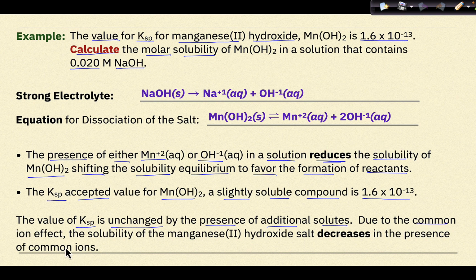Due to the common ion effect, the solubility of the manganese(II) hydroxide salt decreases in the presence of common ions. So the common ion between these two equations is the OH-. Because this common ion exists between these two equations, equilibrium is going to shift to favor the formation of reactants, decreasing the amount of Mn2+ ions and OH- ions in solution. Let's look at this quantitatively.